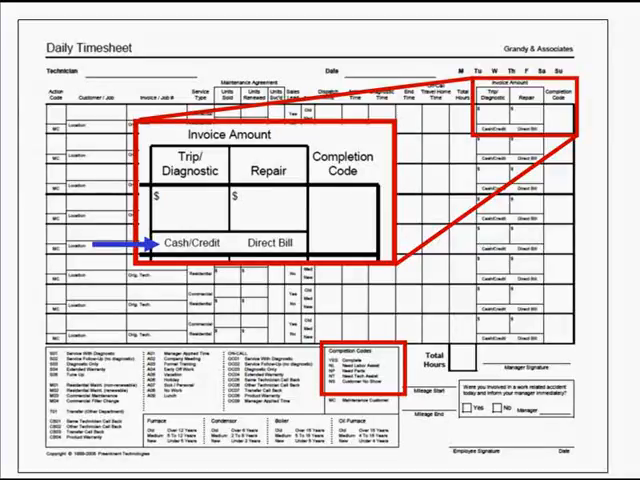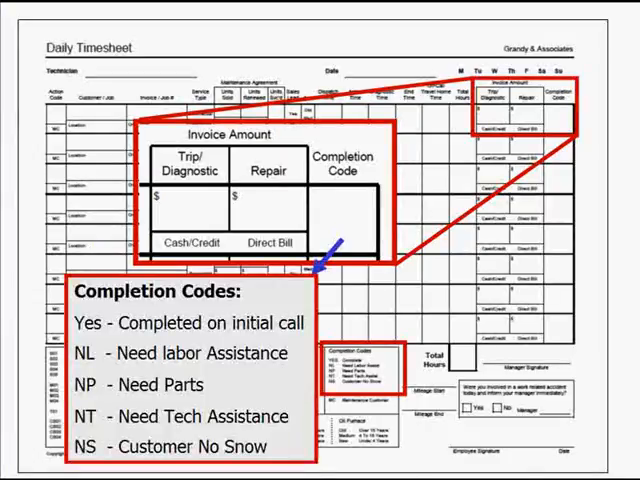If the technician did not collect while he was on the job, then he's going to circle direct bill, which basically means he didn't collect the money and the company is going to have to invoice the customer. And then the last one over here is called completion code, and this is a very important one. You remember we went through setup and we talked about how much it was costing us when we didn't finish the job the first time. So this is critical information to the company.